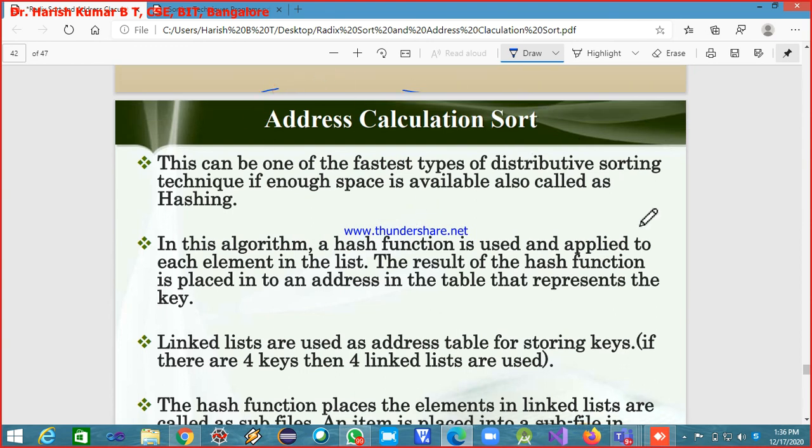I think it's not possible to complete this now. It will take some time. What we will do is we'll stop here, and I am continuing again in the afternoon. I am taking the 3 to 4 class also, so in the 3 to 4 class I'll complete this address calculation. This is the last sorting technique. So 7 sorting techniques you have understood, and this is going to be the last one.